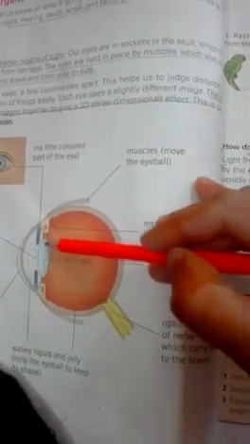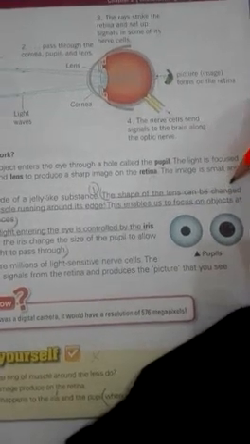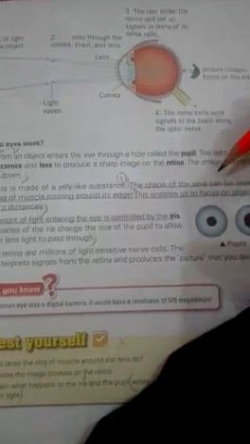This is a lens. At both sides of the lens there are muscles which change the shape of the lens. This enables us to focus on objects at different distances, and these muscles help us to focus on objects which are present at different distances from us. Okay, so this is the function of the lens.